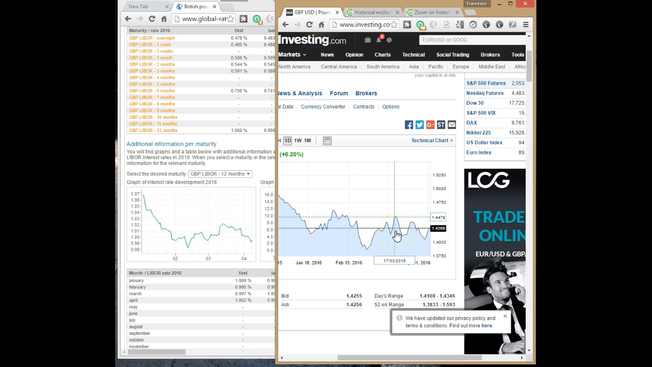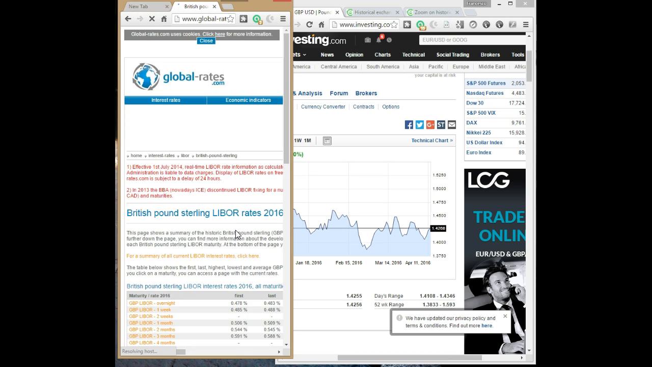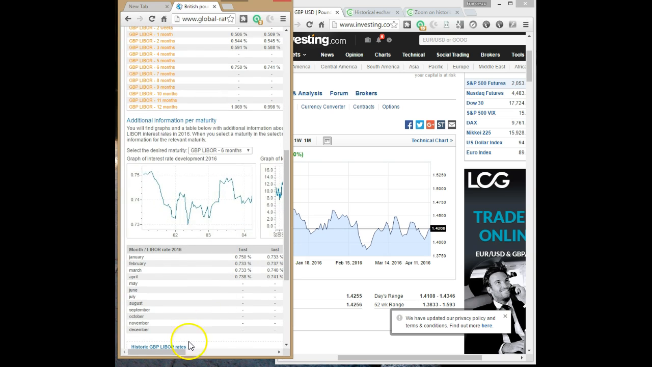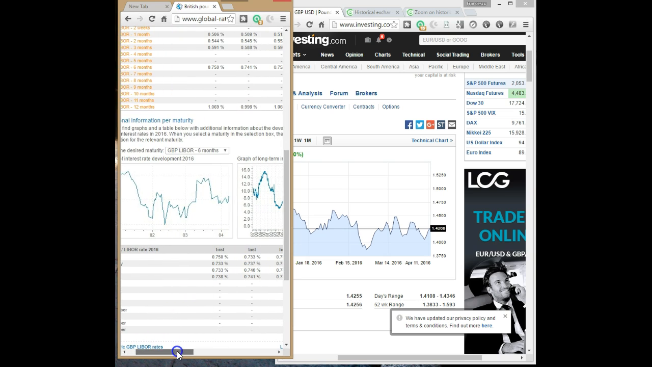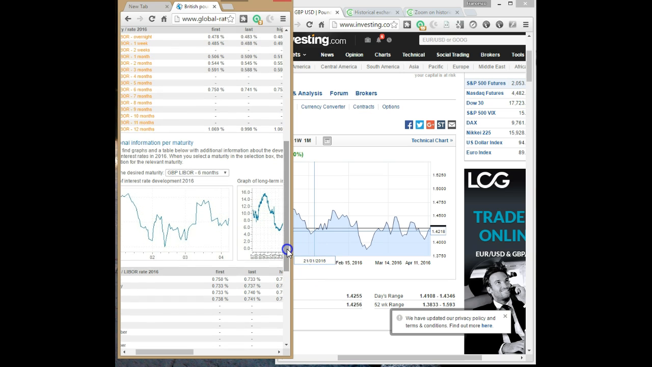So what I'm trying to say is that you can have a look at the LIBOR rate, and if we change it to 6 months, for example, you can see the LIBOR rate here for 6 months, and then you can compare the chart of that to that of the pound, and you can see whether that more closely matches the movement of the pound. Okay.